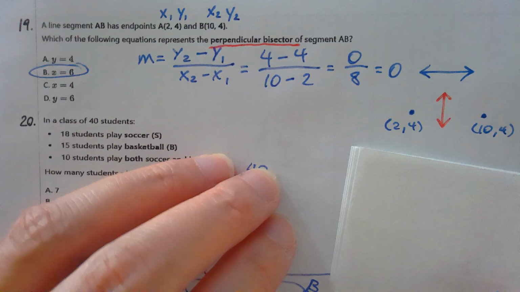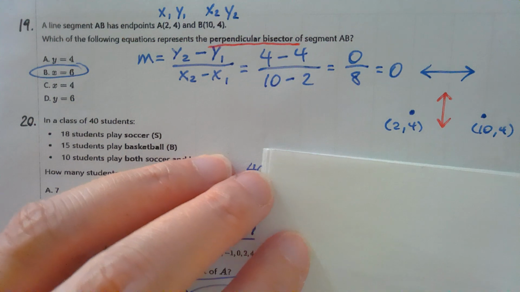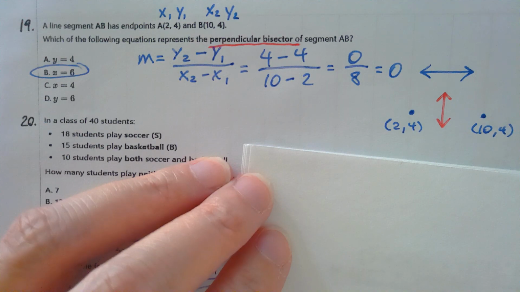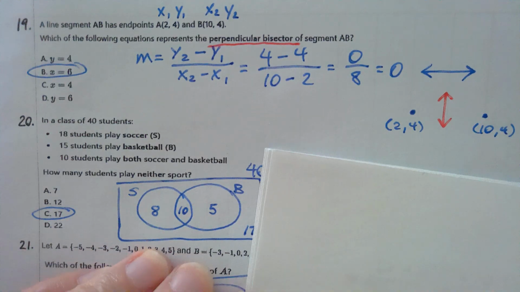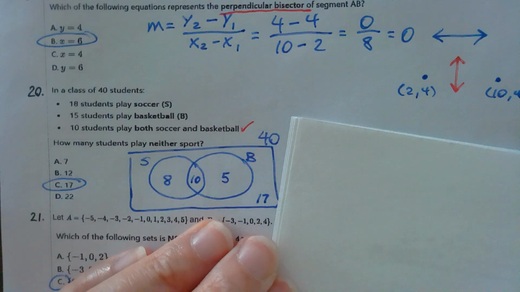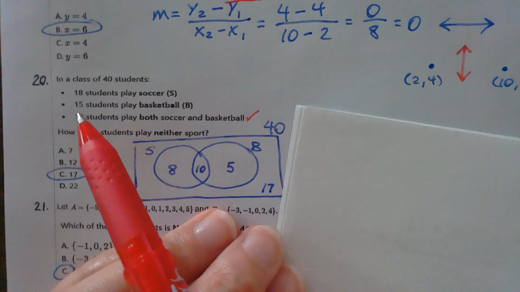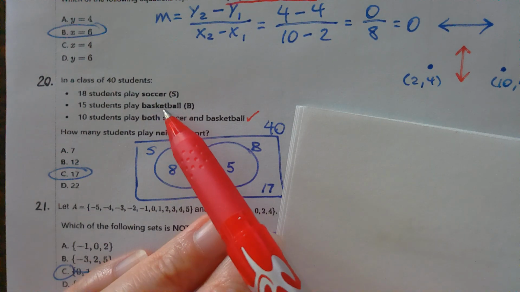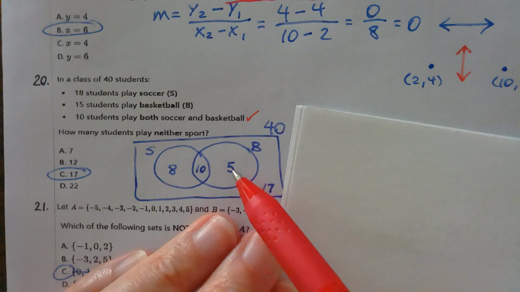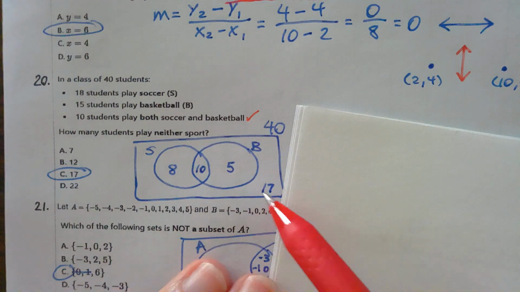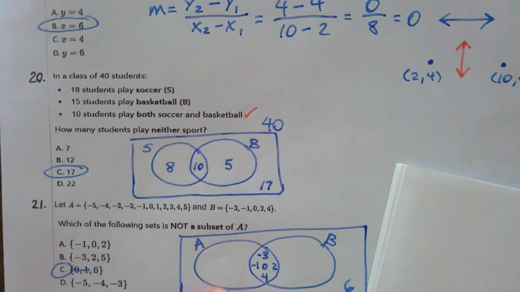Number 20. You have a class set. People play soccer, people play basketball. What do you think you should draw? A Venn diagram. When you draw the Venn diagram, remember the trick is to do them backwards. So 10 goes in the middle, 15 play basketball or both. Then that means 5 of them only play basketball, and 8 of them play only soccer. When you subtract it from the 40, you get the 17.